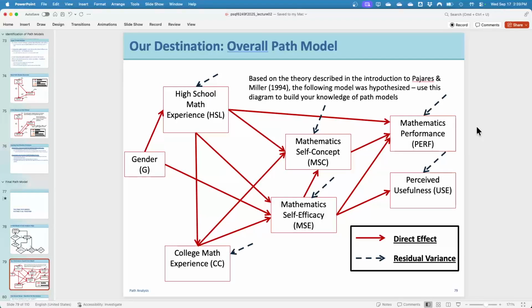Okay, so our destination is this. This is the original model that I led the class with. Do you need me to go over it again? Okay.